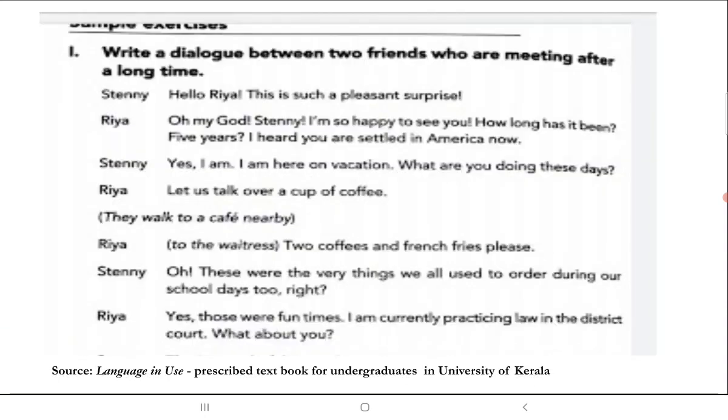Okay, now let us look into sample exercises. Write a dialogue between two friends who are meeting after a long time.